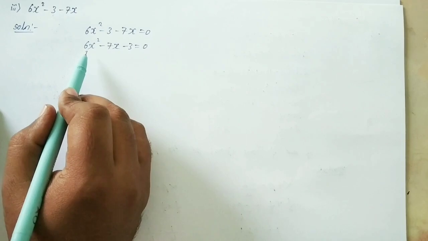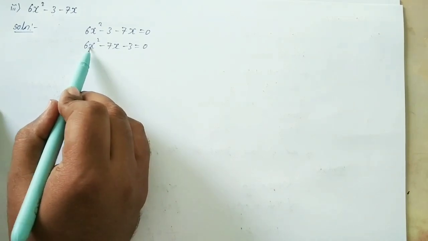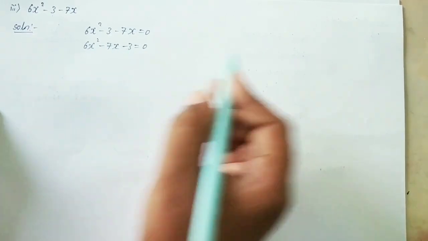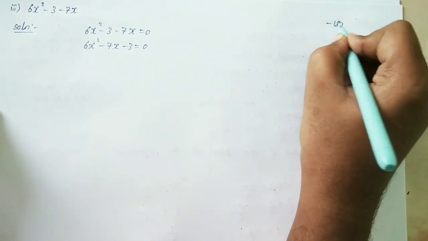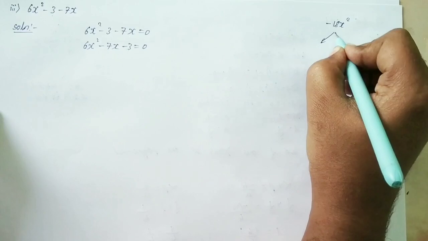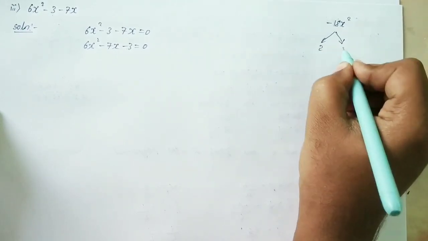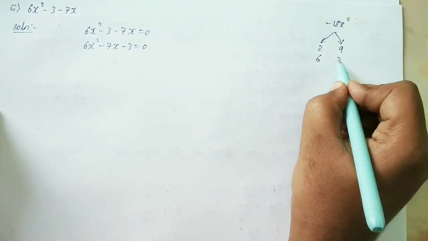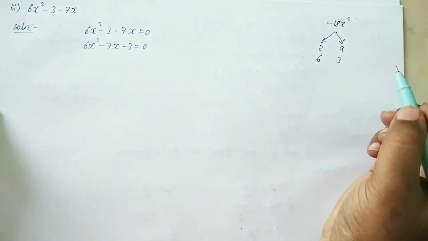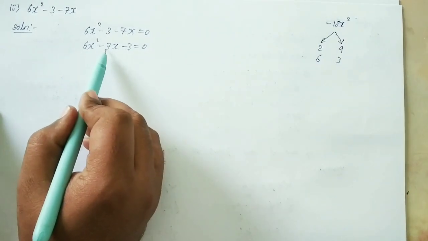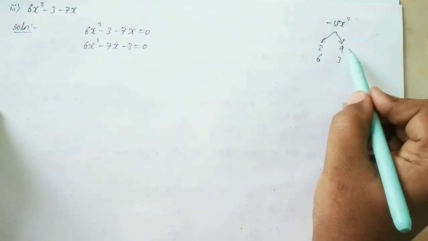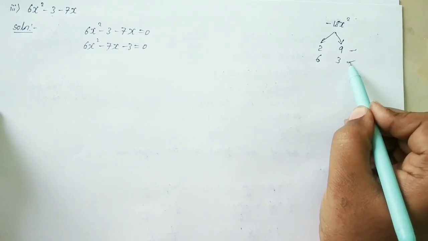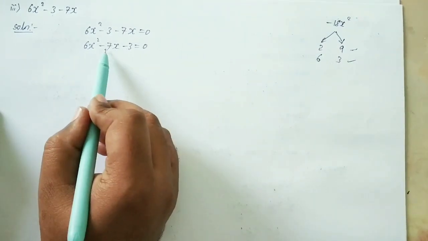So the first step in the splitting the middle term method is we have to multiply the first and last term. First term is 6x square, last term is minus 3. So 6x square into minus 3 will get minus 18x square. So now we have to check in which table 18 will come. So 2 9s are 18, 9 2s are 18, 6 3s are 18, 3 6s are 18, right? So what is the middle term here? Minus 7. Either we can add these two or we can subtract these two, but we should get minus 7.